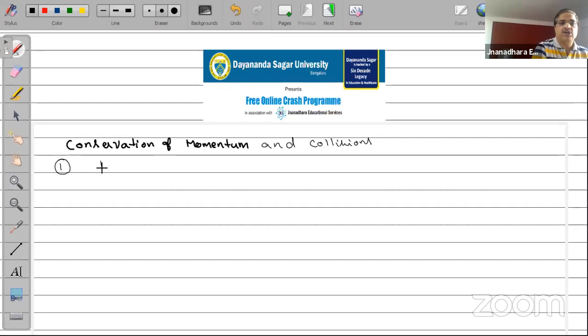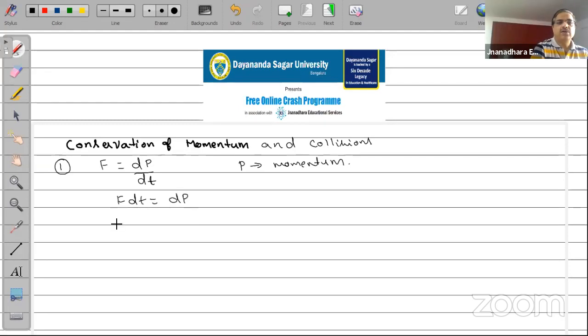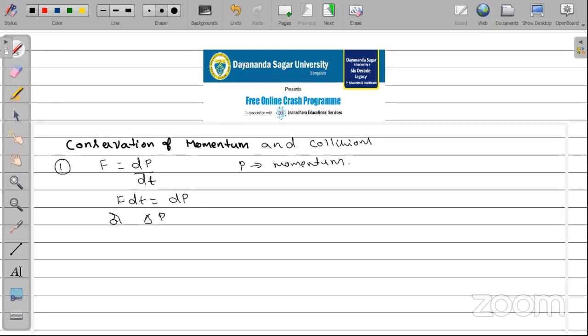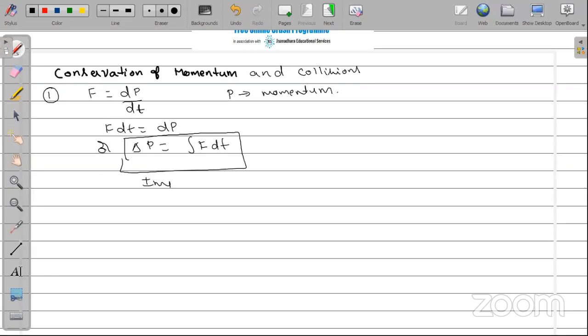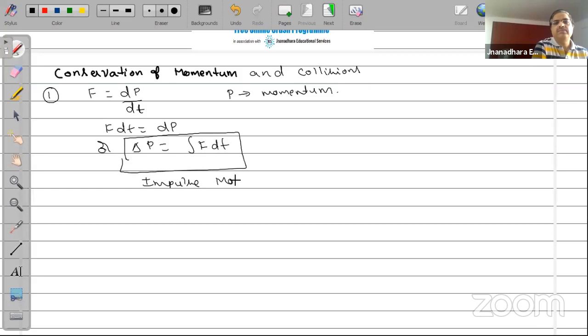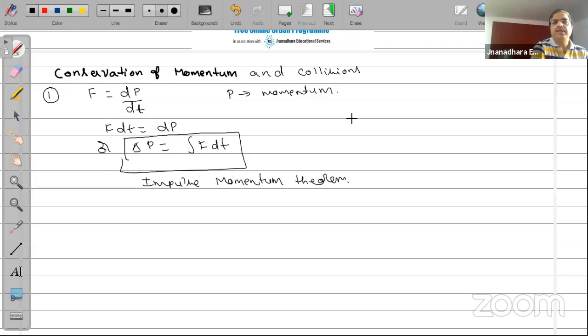From the previous chapter, in the second law of Newton, we have seen that F is given to be dp by dt, where p is the momentum of the particle. Now you can actually write this as F dt is equal to dp, or delta p can be written as integral F dt. This idea is called the impulse momentum theorem. This term integral F dt is called the impulse.